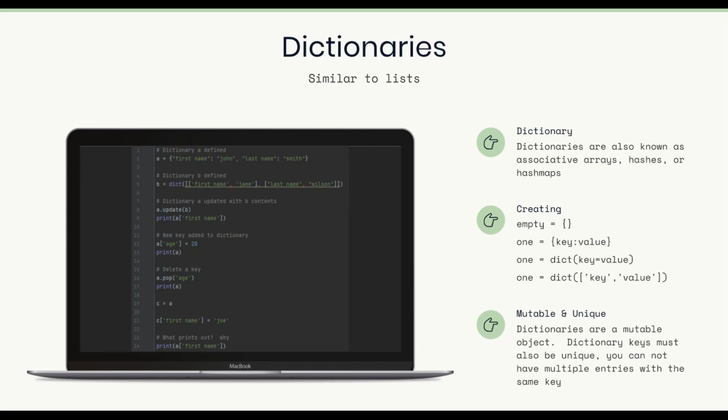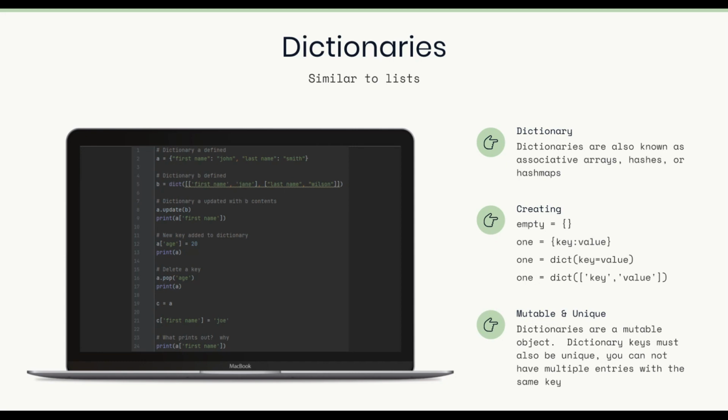Dictionaries are similar to lists. Dictionaries are also known as associative arrays, hashes, or hash maps, and which term is used depends on which language you're using sometimes. We can use empty curly brackets to create a dictionary. And then of course we can use key value pairs, which is the big thing for dictionaries: they are key value pairs.